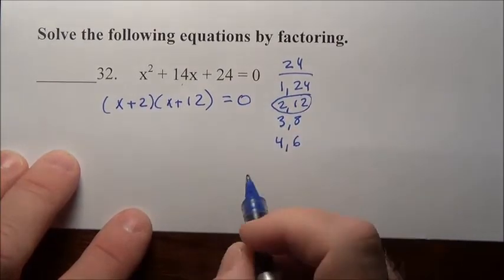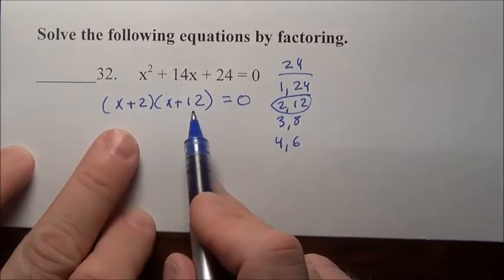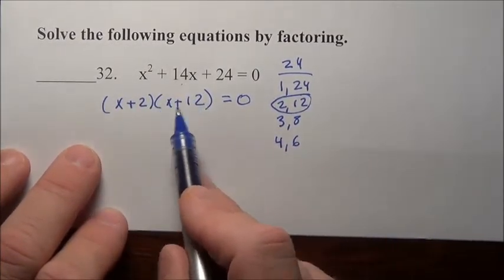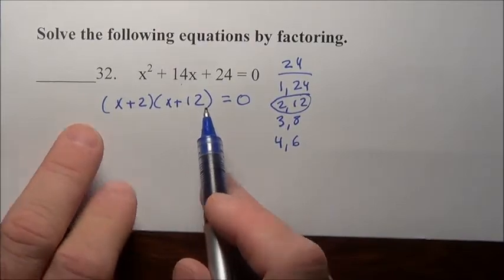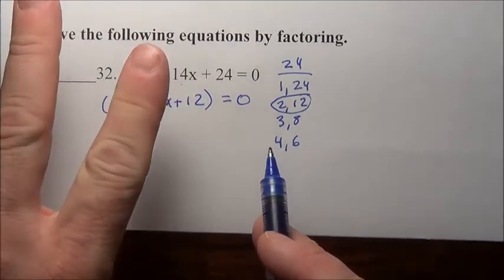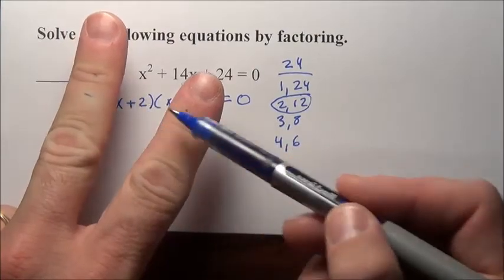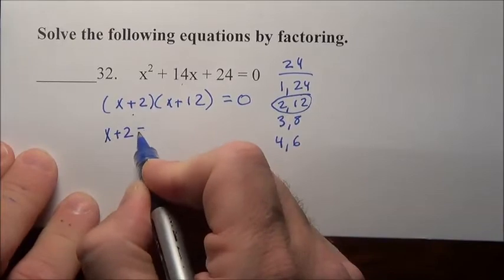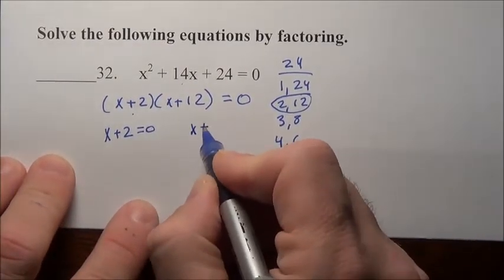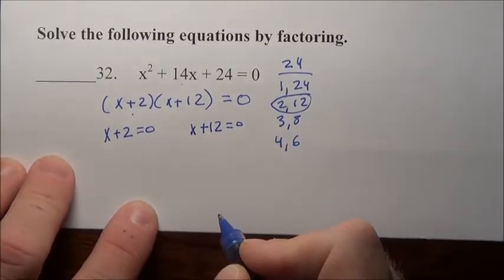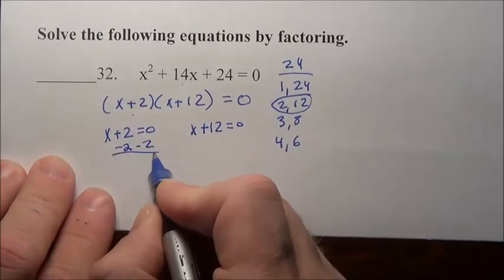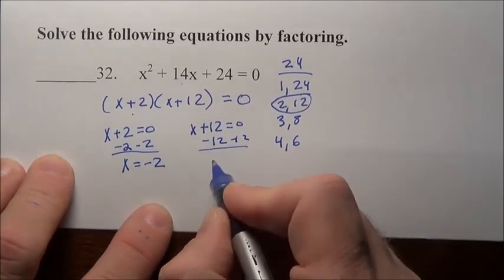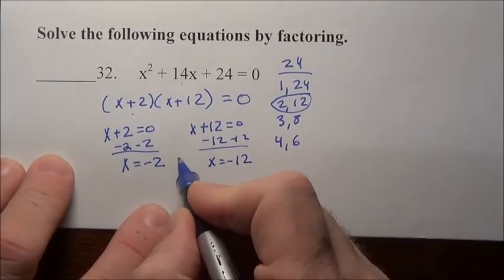Now remember, this is set equal to 0 this time. It doesn't just say factor that. It says factor it and solve it now. You have this times this equals 0, so you have two things being multiplied together to give you 0. That means one of these has to be a 0. So either the x plus 2 has to equal 0, or the x plus 12 has to equal 0. Solving this, subtract 2, x has to be negative 2, or the other option, subtract 12, is negative 12. This is an or.